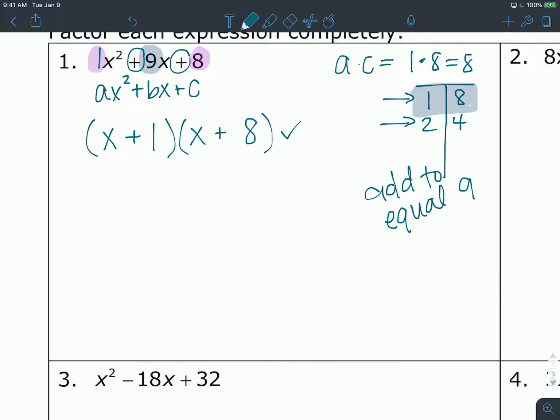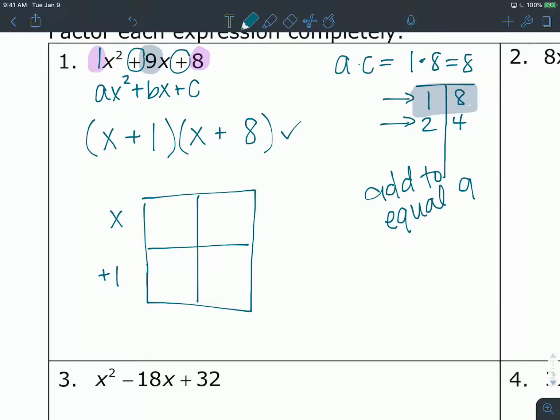On your test, it's going to say factor this expression, and you're going to have 4 multiple choice answers that look kind of like our answer, x plus 1 times x plus 8. The way that we can check to see if our answer is correct is we can do our box method or our FOIL method, whichever you like better. So we have x plus 1 and we have x plus 8, and we're going to just multiply that out.